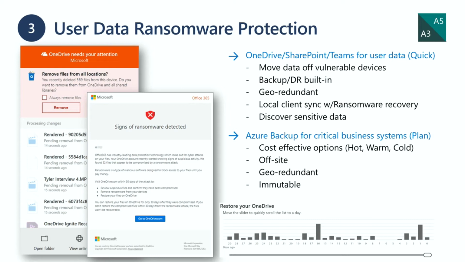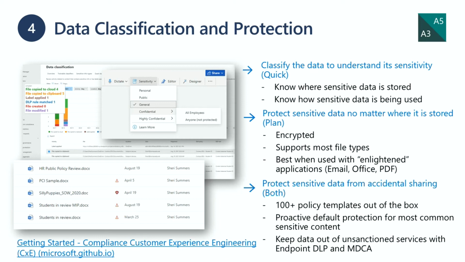Another component to think of for ransomware protection is for those business critical systems, non-workstations, you do have Azure backups. Again, you get that offsite cost-effective option for however critical that data is. It's geo-redundant capability to help protect other systems outside of workstations.